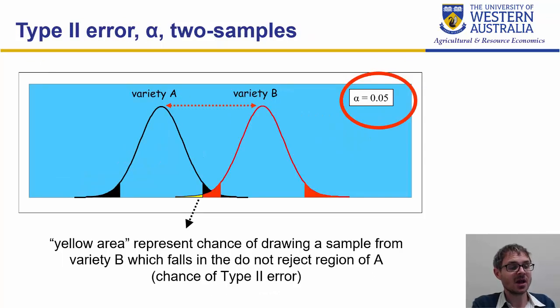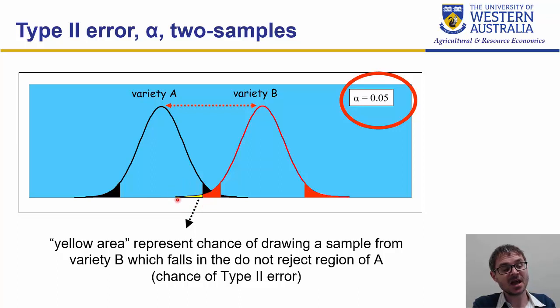So let's have a look at this. Here's my sample A and sample B. The means are truly different, all right? So with alpha at 0.05, this little bit here is the chance of drawing a sample from B that falls in the do not reject zone of A. So I cut off my alpha here, I cut off my alpha here, and for A, I cut off my alpha here. So there's just this little bit over here.